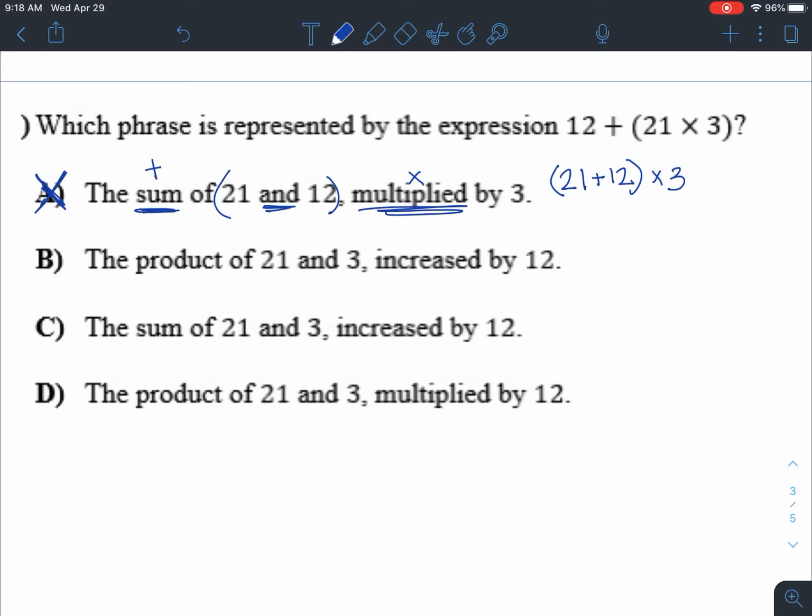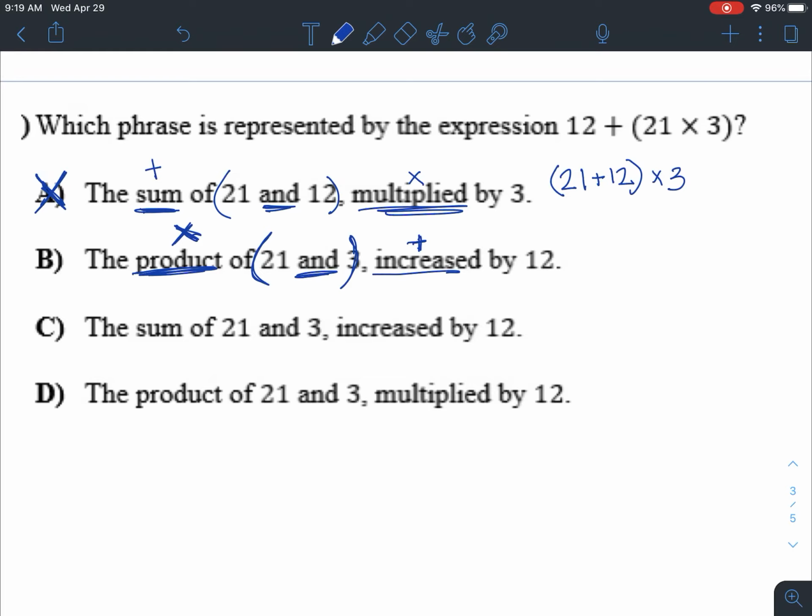All right, trying part B. The product. What does product mean again? Oh yeah, that's the answer to a multiplication problem. Okay, the product of 21 and 3. So I know that I'm going to be grouping those together. Increased by 12. That's interesting. Increased, my answer is going to be getting kind of larger. Increased means I'm going to add 12.